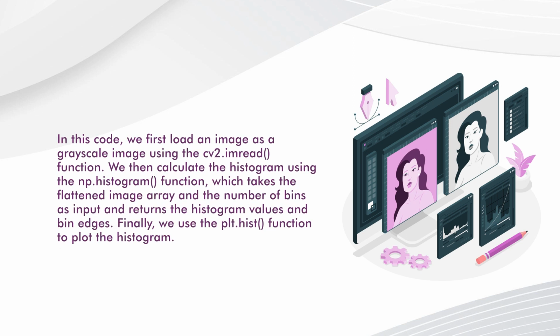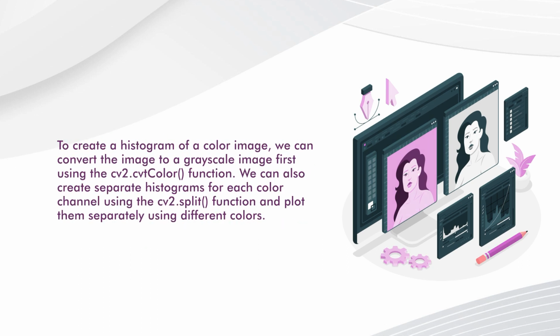In this code, we first load the image in grayscale format by using the cv2 imread function, then calculate the histogram using the np.histogram function, which takes the flattened image array and the number of bins as input and returns the histogram values and bin edges. Finally, we use the plt.hist function to plot the histogram. To create a histogram of a color image, we can convert the image to a grayscale image.